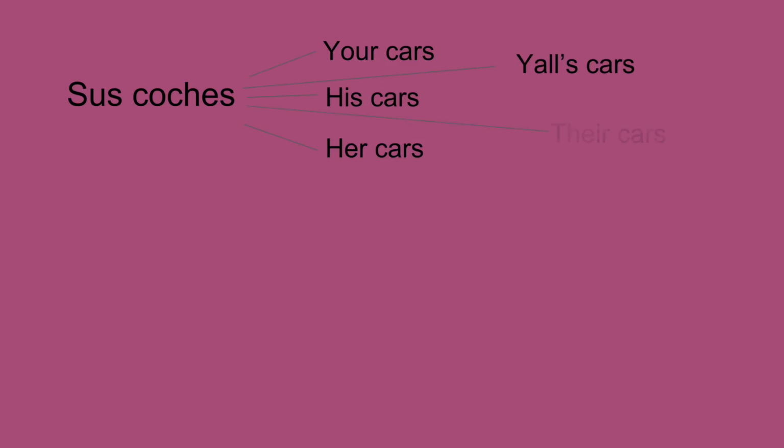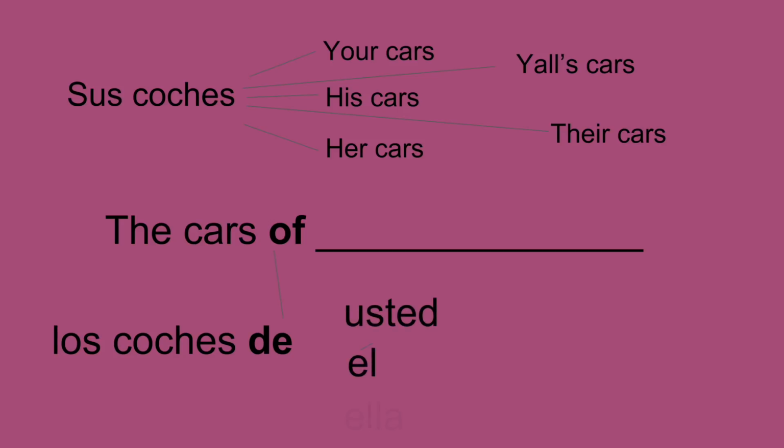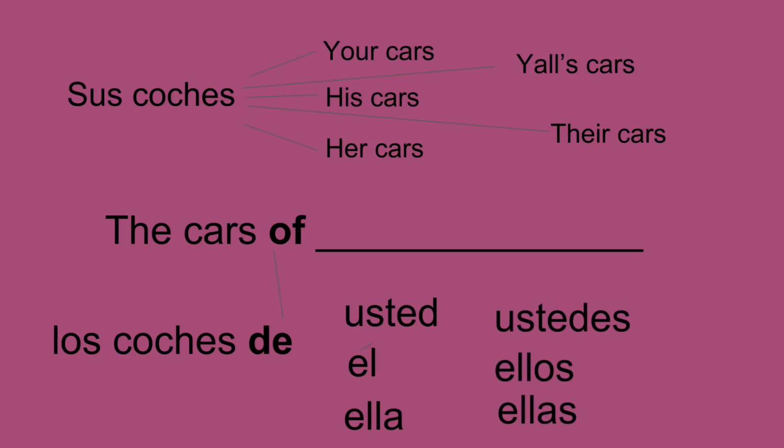Sus coches. Remember, sus is the same way. It can mean a bunch of people. It can mean your cars, his cars, her cars, y'all's cars, their cars. Those cars could belong to a lot of people. Sometimes we need to clarify who they belong to. So let's use an of phrase, a de phrase. Los coches, because we're talking about more than one car, los coches, de usted, de él, de ella, de ustedes, de ellos, de ellas. So now when I use one of these phrases, I know exactly who those cars belong to. Okay?